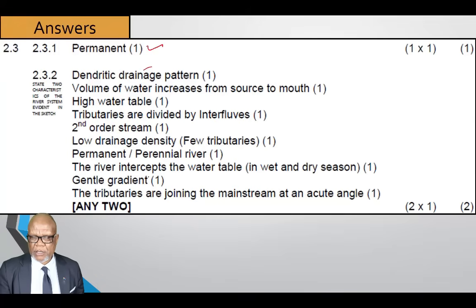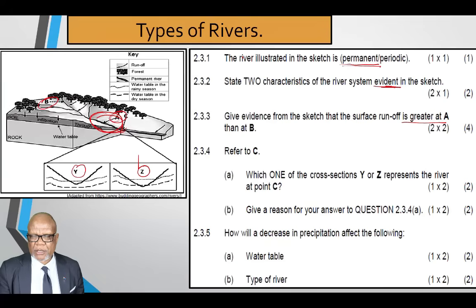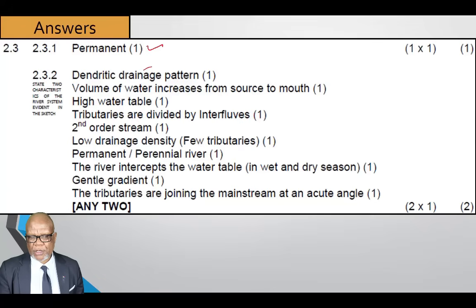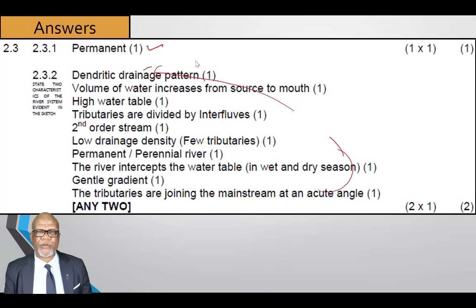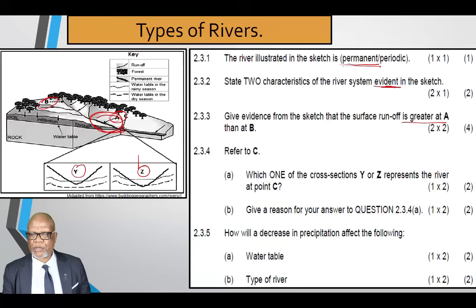The river is permanent. The river intercepts the water table in wet and dry season. And there is a gentle gradient. This gradient is not so steep. What else can you see? The tributaries are joining the main streams at an acute angle. Just because we said the river is dendritic, those are the characteristics of a dendritic pattern. Let's go to the next question.